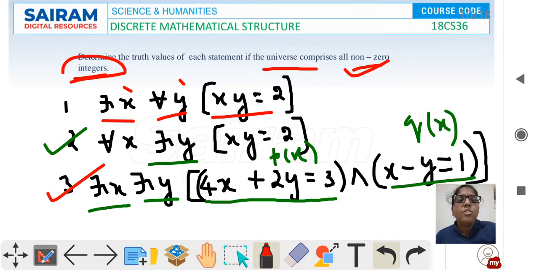So this is a false statement. It is a quantified statement. It is a false statement. These are all called quantified statements.